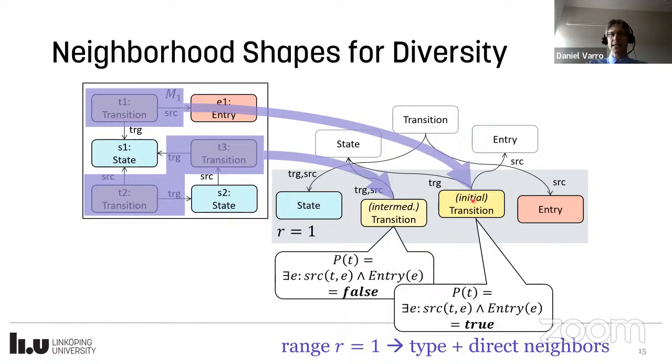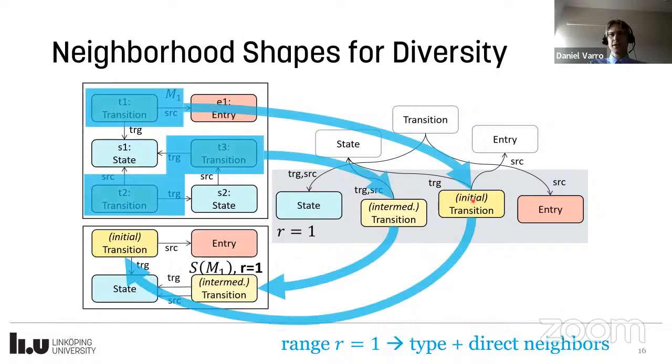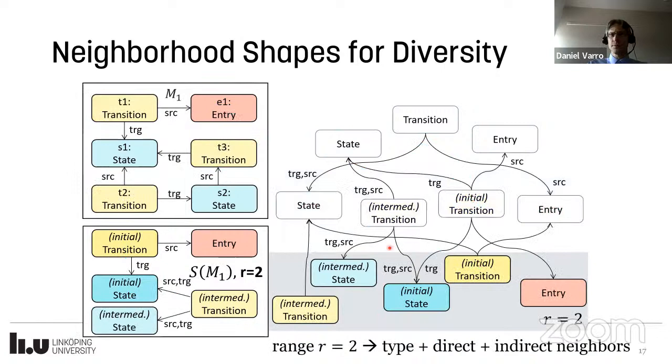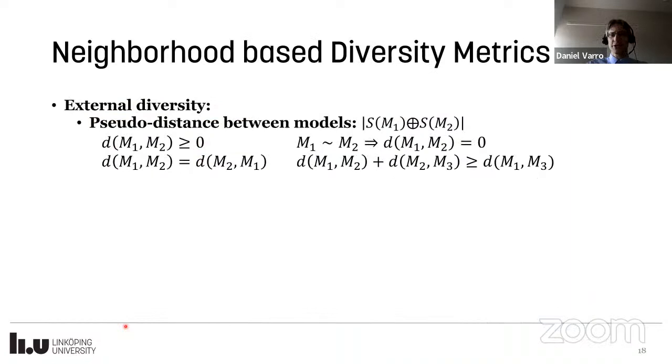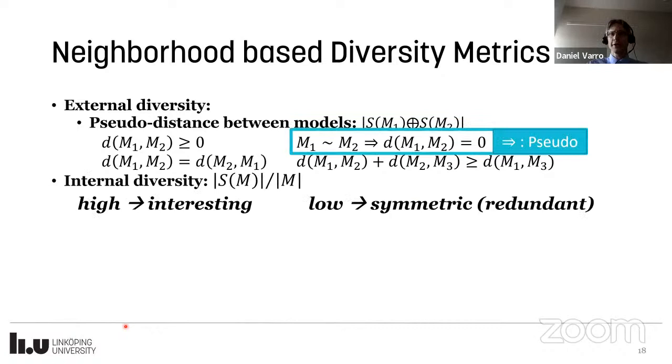But gradually we can extend these neighborhoods. We can say that for a neighborhood of 2, we can further distinguish between initial states and intermediate states with appropriate queries. Anyhow, based on traditional neighborhood shapes, we established a couple of diversity metrics that we can use afterwards as objectives when generating graphs.